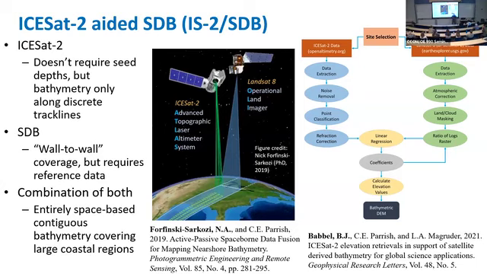So if you take that contiguous coverage that you get from the imagery-derived bathymetry and combine that with ICESat-2, which is only along the discrete tracks, but is a more direct measurement of bathymetry, now you get contiguous bathymetric coverage purely from space, totally from space.